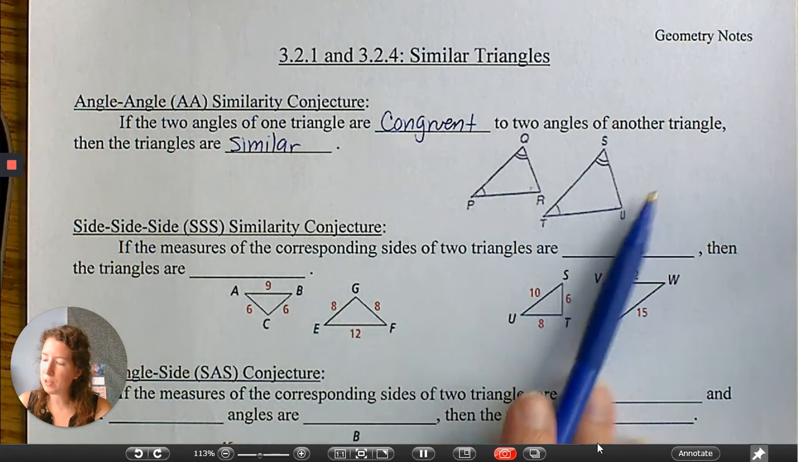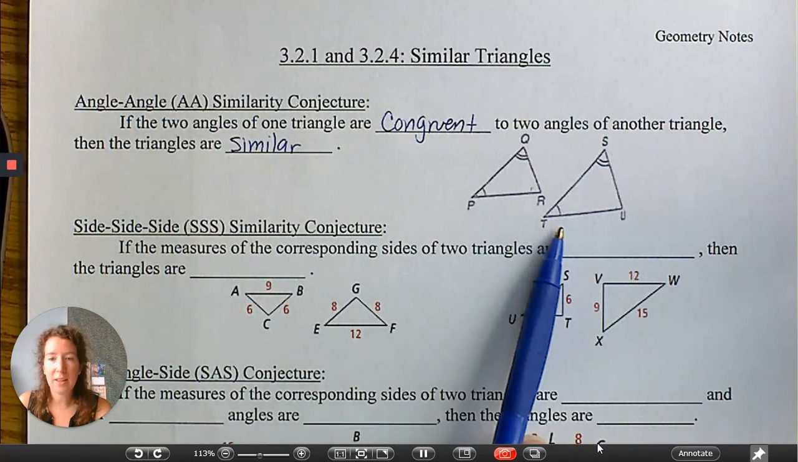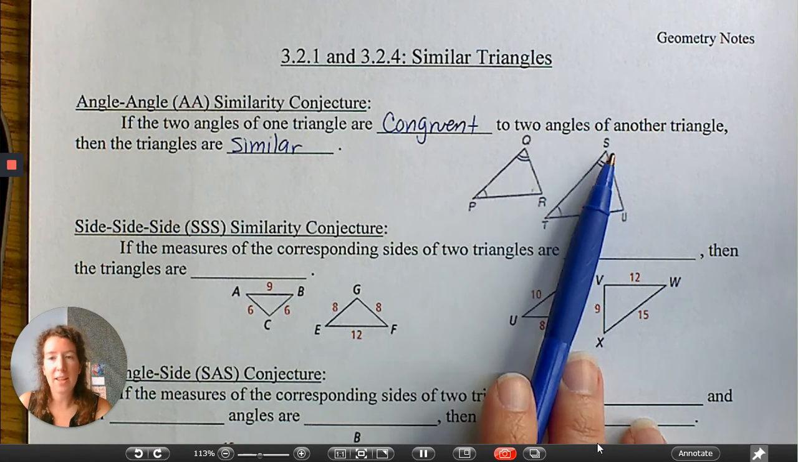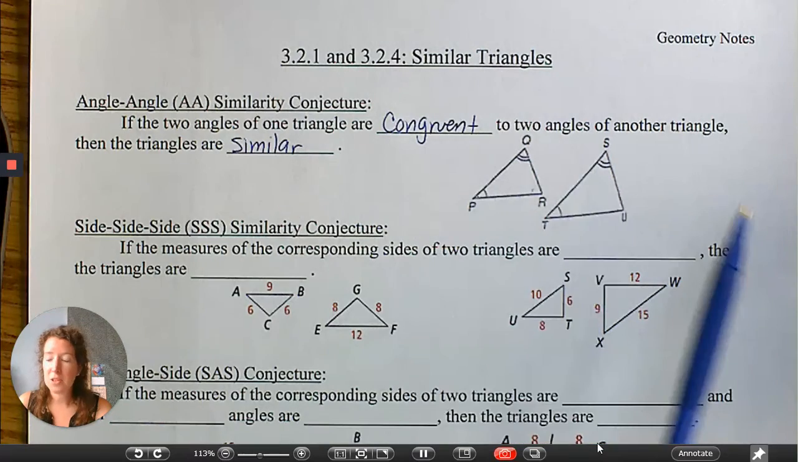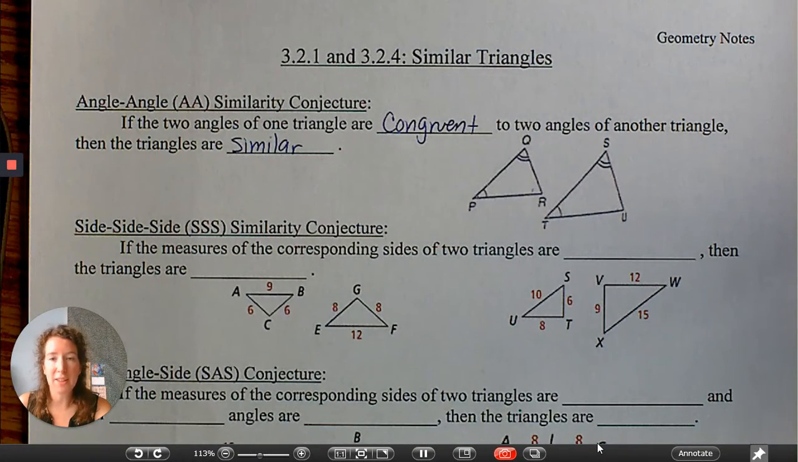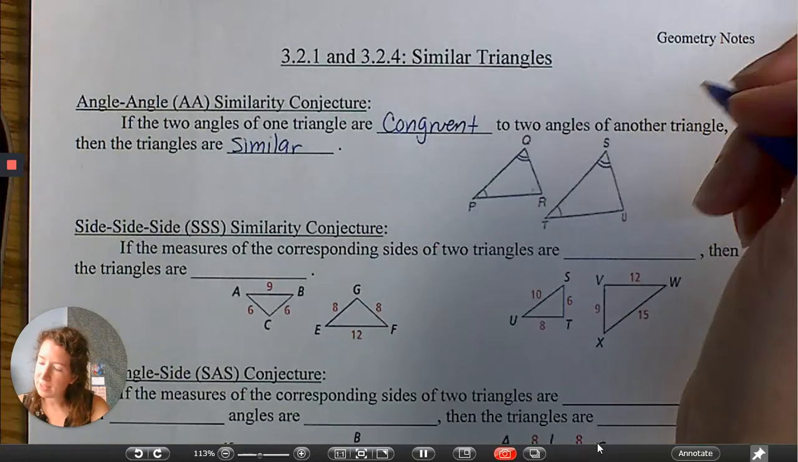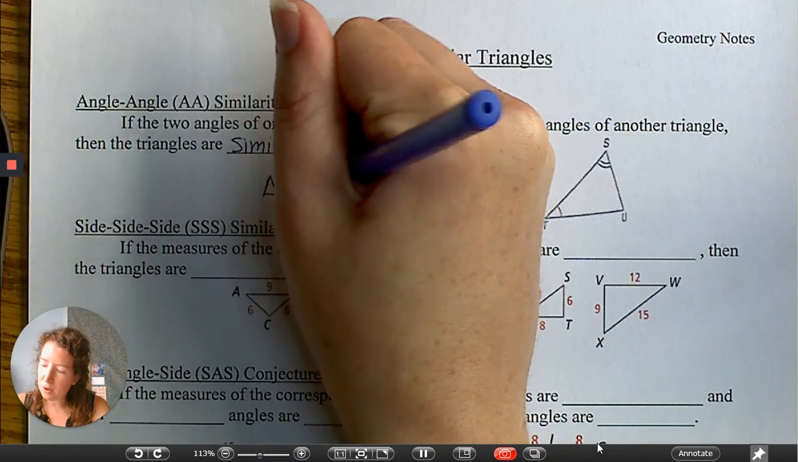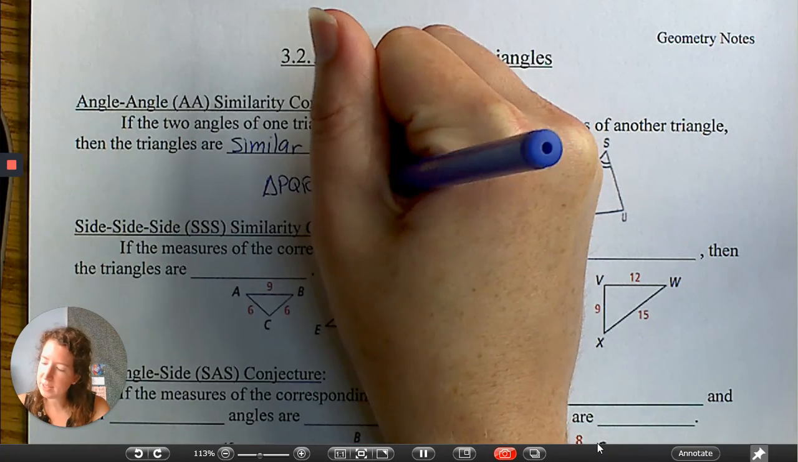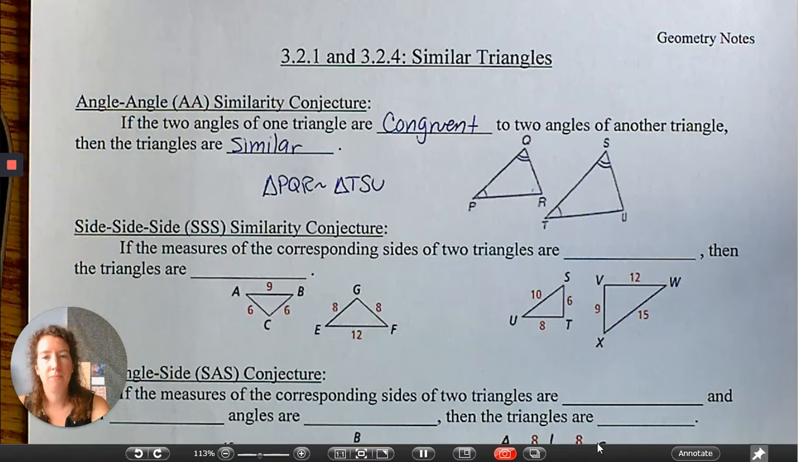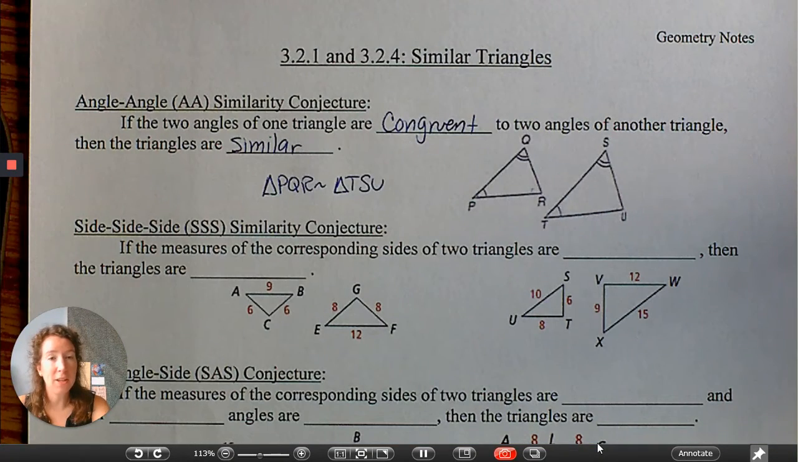So in this picture, we have that angle P is congruent to angle T, and angle Q is congruent to angle S. Because of that fact, we know the two triangles are similar. So you can write a similarity statement, saying that triangle PQR is similar to triangle TSU, and all because we know two angles.